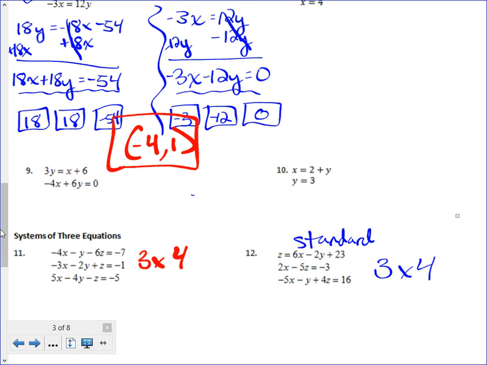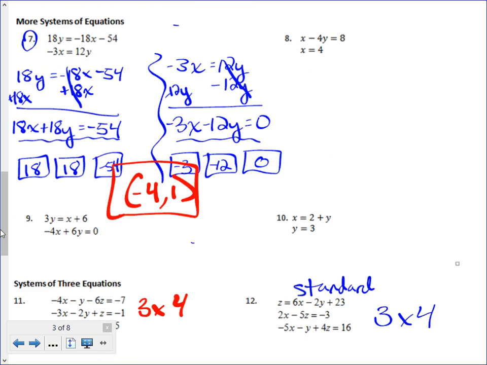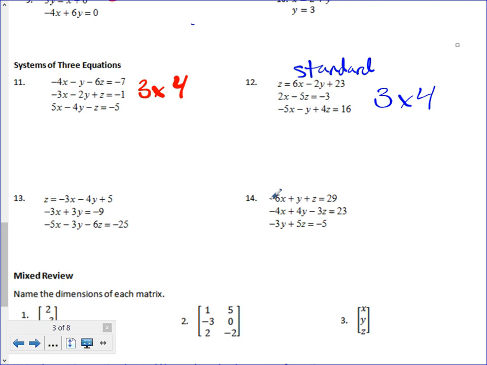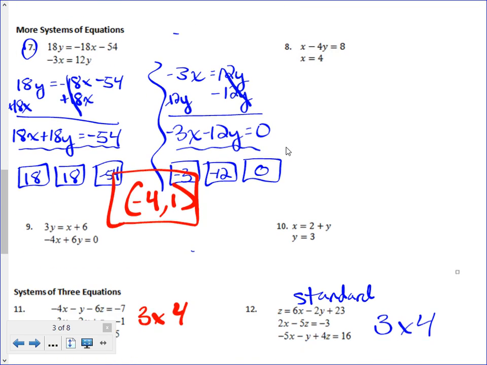All right, well, finish it up. I would do a couple of these on the back, 11 through 14, and that way, if you have any questions, you can ask me.